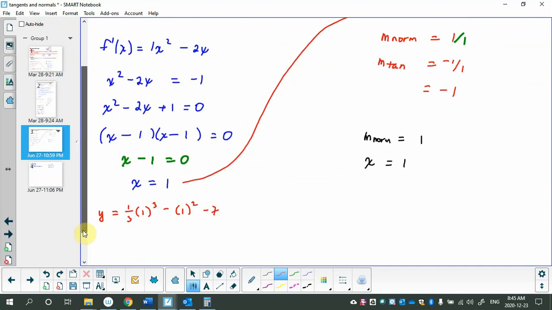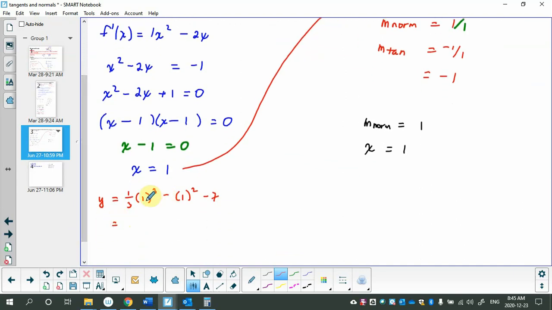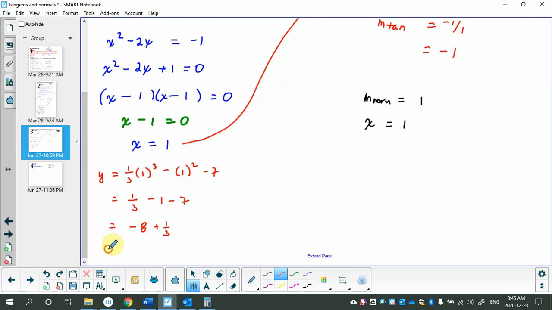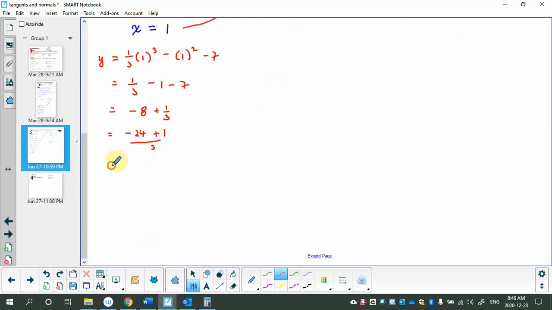So now I can move the board a little bit. So 1 cubed is 1 times 1/3. Minus 1 minus 7. So that's actually negative 8 plus 1/3, which is negative 24 plus 1 all over 3. So the y is negative 23 over 3.